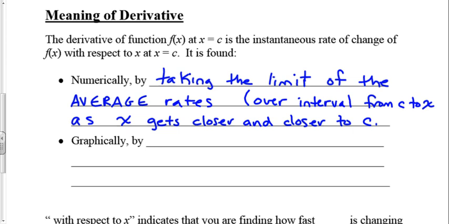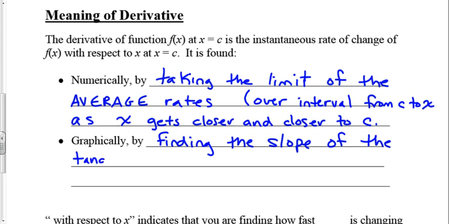Graphically, what does that mean? What that means graphically is we're actually finding a slope, literally a slope, of the line tangent. What does that mean? We're finding the slope of the line tangent. We can also call that the tangent line. And we want to do that at x equals c. So in the case of what we did today, we wanted to know at time equals 1, so our c value would be 1.